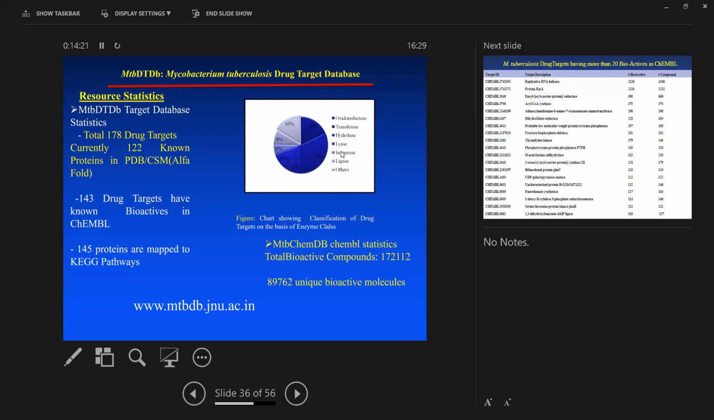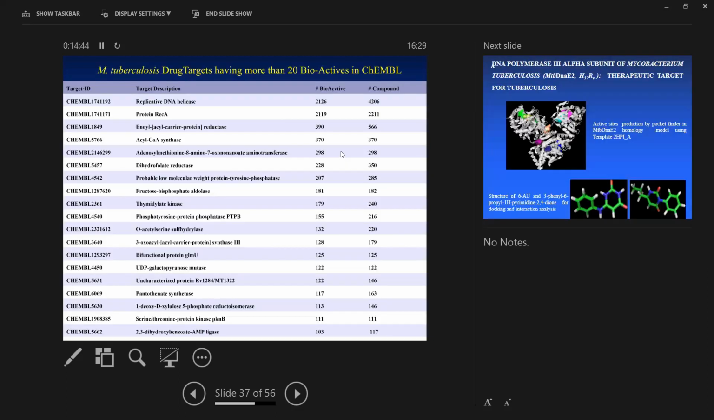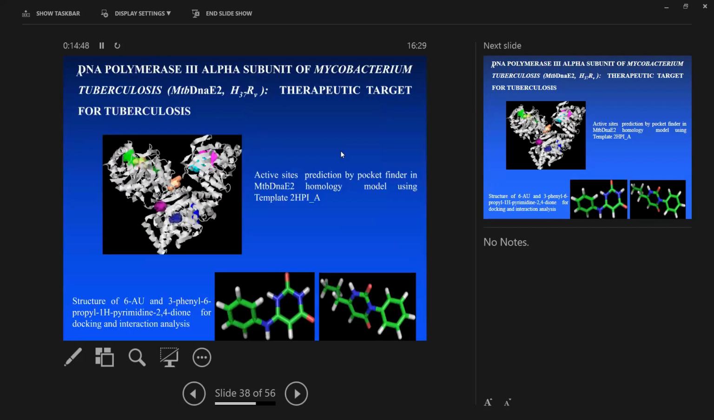As I told you, 89,000 unique molecules are there, which we have been trying to screen against individual targets, and try to find out the mechanism of action of those active compounds. You don't have to test them again because they are already active against tuberculosis. So if you understand the mechanism, it is better than the known molecules. These are only leads. You can do lead optimization and find better molecules. So these are the number of drug targets for which many active compounds are there in ChEMBL.